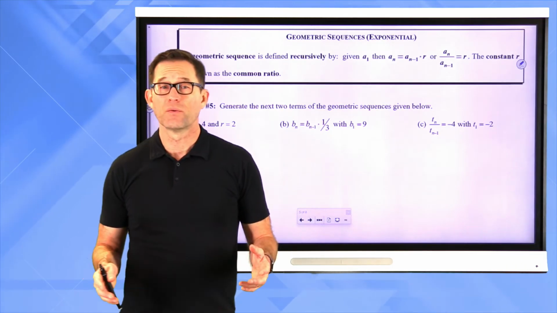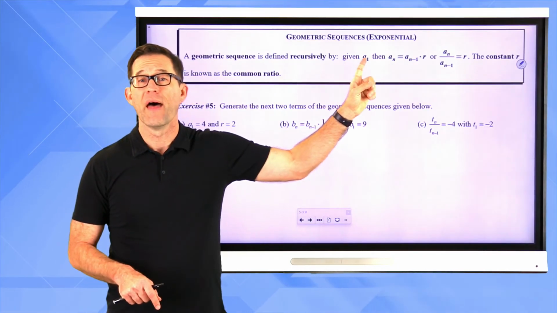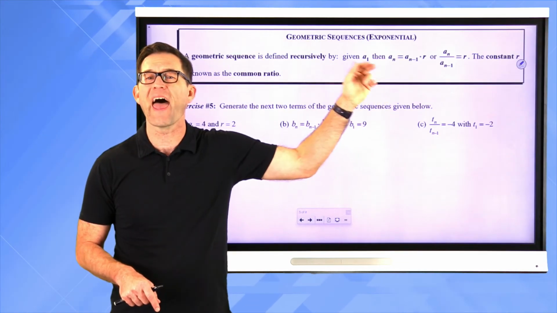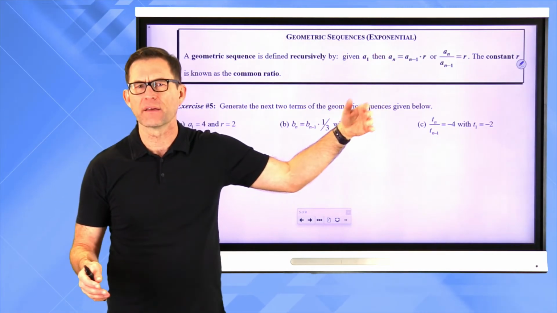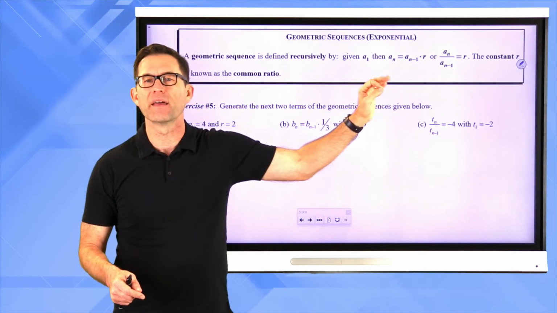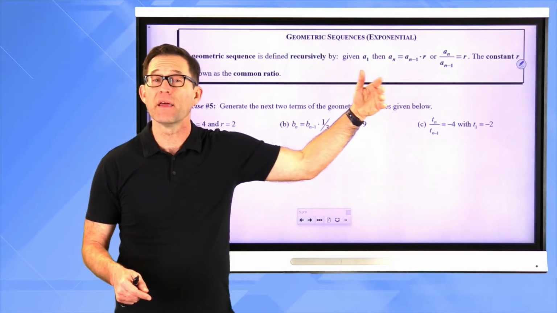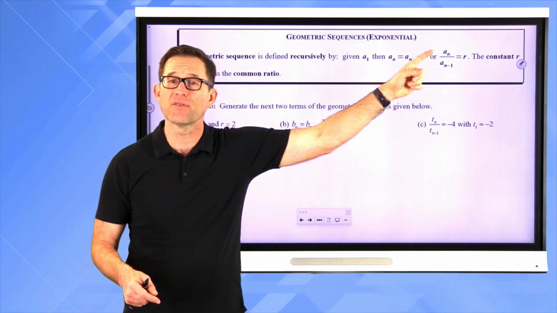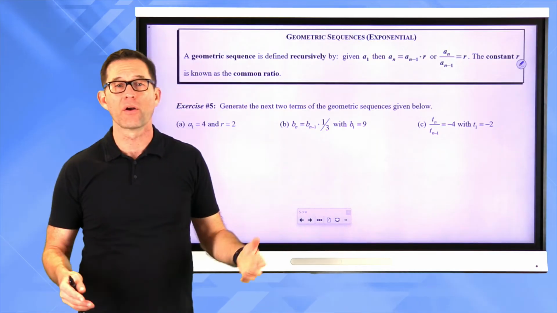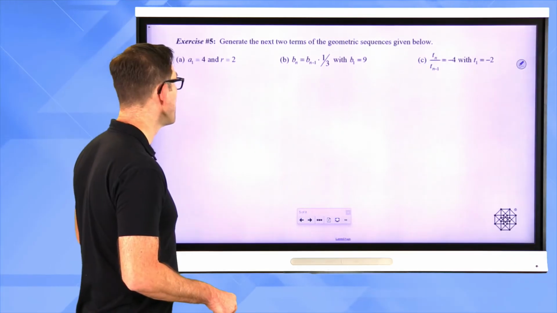All right, so in arithmetic sequences, we always started with some number, and then to generate any term, we took the previous term and added or subtracted a particular constant. For a geometric sequence, instead of adding, we multiply each previous term to get the next term. It's called the common ratio because any time we divide two consecutive terms, we always get that number r, that constant ratio. So let's take a look at generating some geometric sequences.